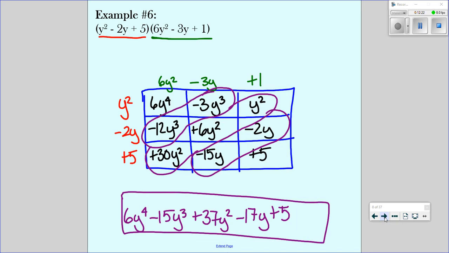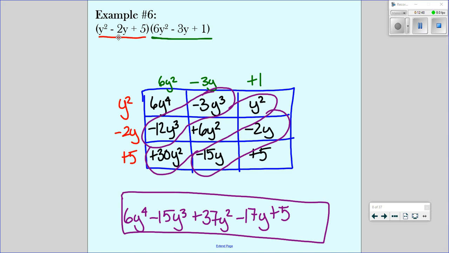Let's look at another example. Again, I have two trinomials that I'm multiplying. Again, the easier way to do it, use the box method. If you want to do distributive property, you could, but it just gets messy, and there's a chance for making sign errors and math errors along the way. Box method is the best when you're doing this type of problem.